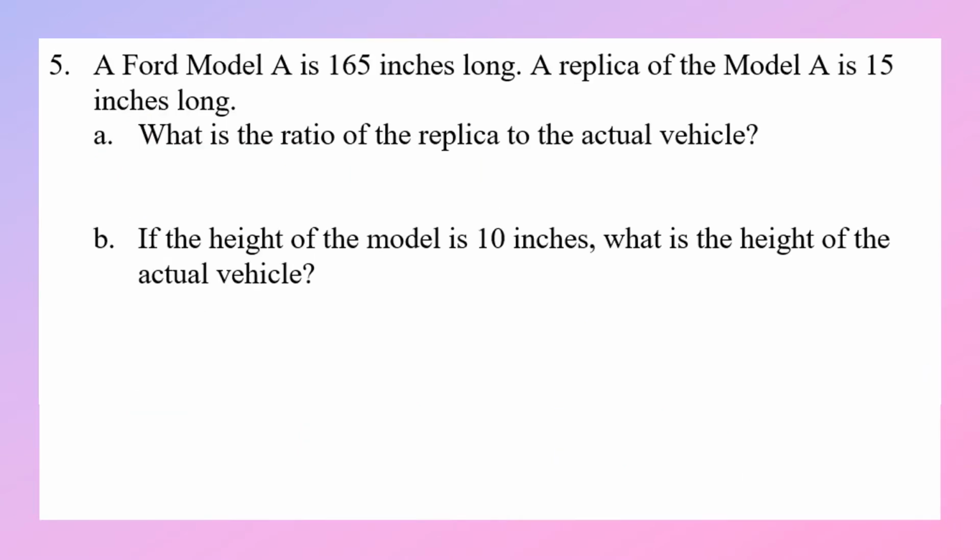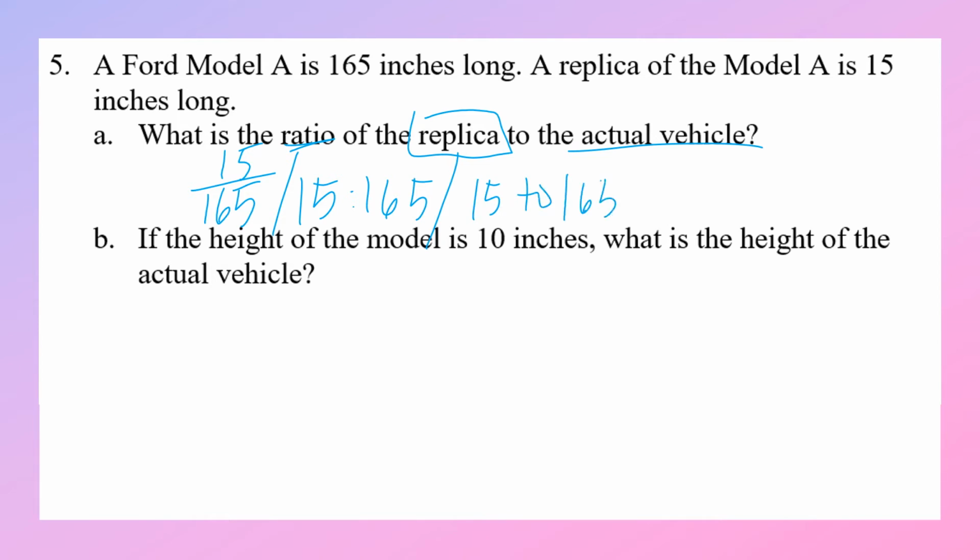So number 5 is a little different because they actually give us the information. A Ford Model A is 165 inches long. A replica of the Model A is 15 inches long. Okay, so we're trying to figure out the ratio of the replica to the actual vehicle. So the replica is first, which was 15 inches. The actual vehicle is last, so that's 165 inches. So that is how you would set it up. Now again, you can write it like this if you choose to.